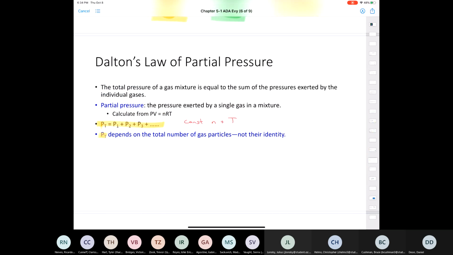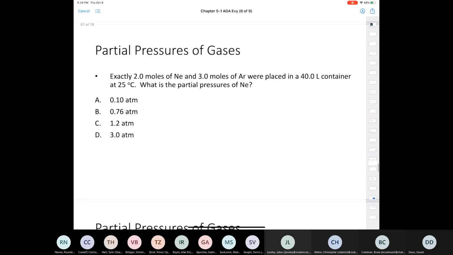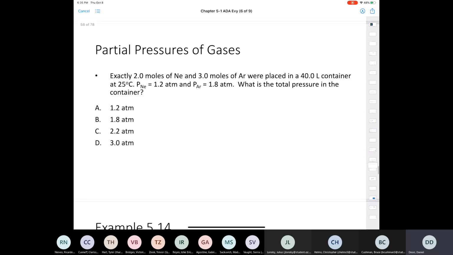Let's take a look at a problem. Exactly 2 moles of neon and 3 moles of argon are placed in a 40-liter container at 25 degrees Celsius. What is the partial pressure of neon? Well, in order for you to understand and solve this problem, we have to cover a different subject, something else, and that is what's called mole fraction. So I'm going to skip ahead, and we'll come back to this problem in a few seconds.